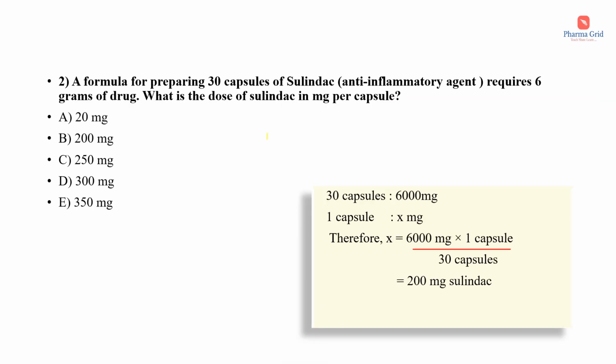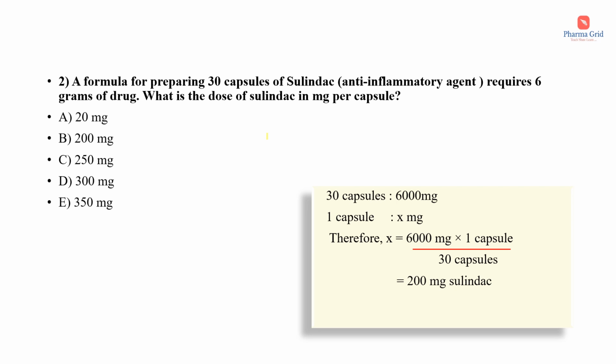Next question. A formula for preparing 30 capsules of Sulindac, which is an anti-inflammatory agent, requires 6 grams of drug. So what is the dose of Sulindac in milligram per capsule? In the question they have given a formula for preparing 30 capsules. For preparing 30 capsules we require 6 grams of the drug. 6 grams means 6000 milligram of drug. We need to find out the dose of Sulindac in milligram per capsule.